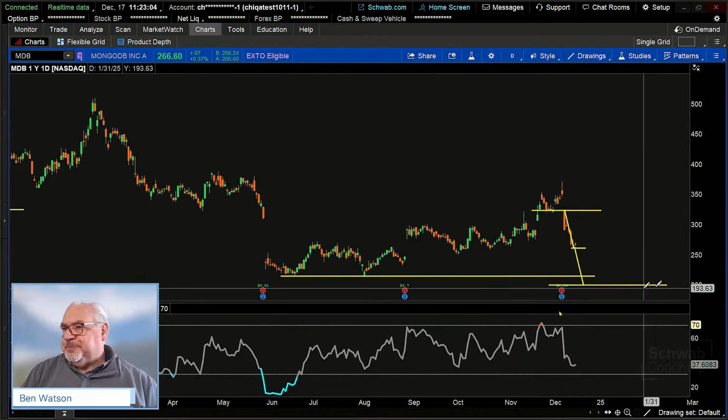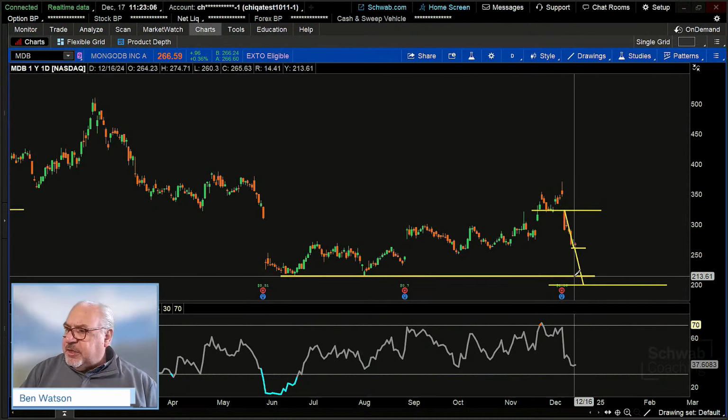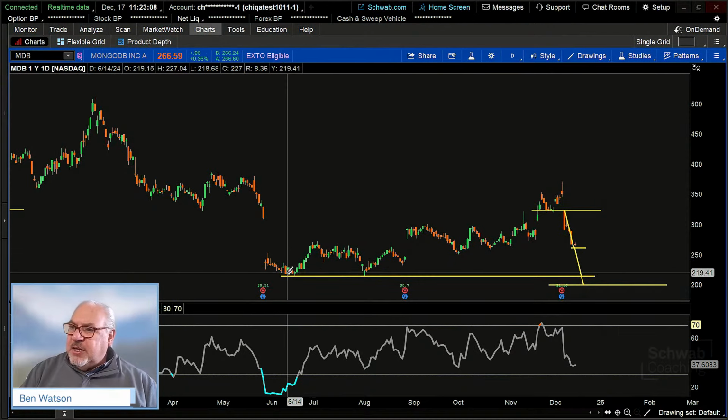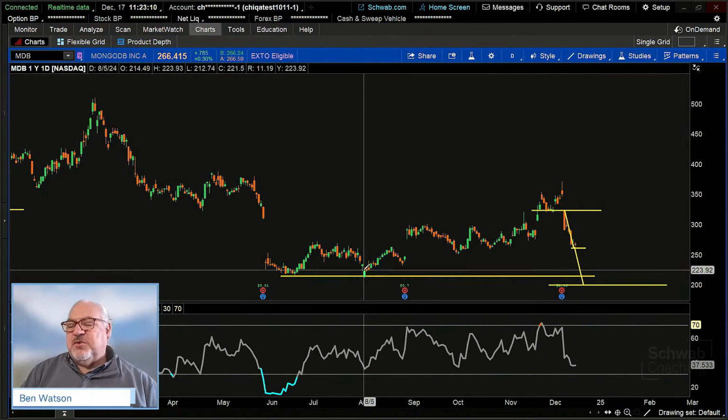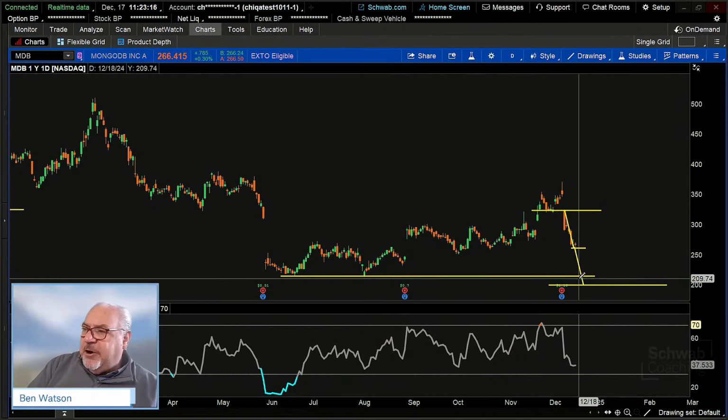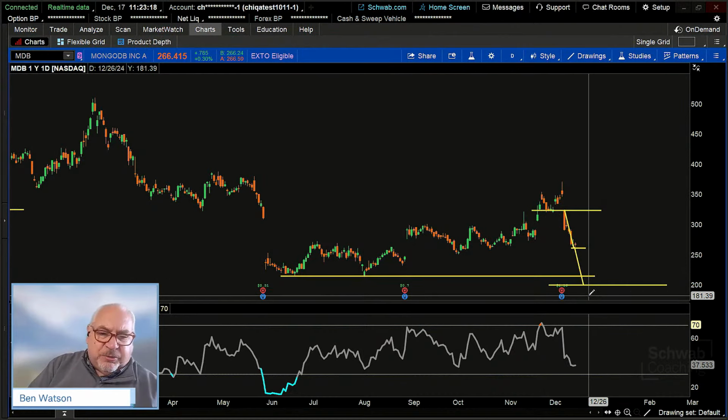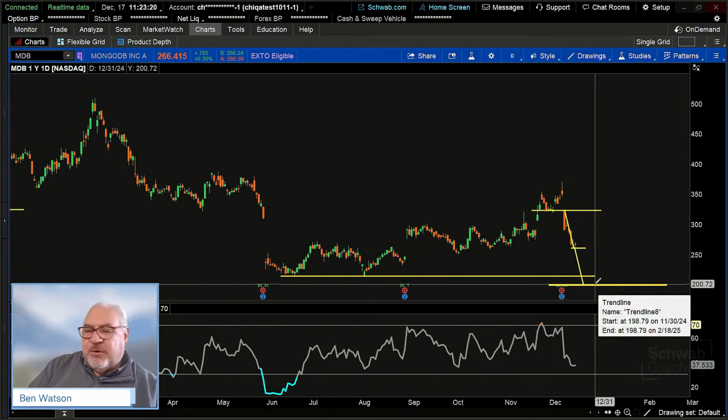Now, I'll tell you what, this level of support that exists here at 213 has been tested once. It's been tested twice. If we were to go back in time and look further left, I would argue that we're probably likely to see this whole area between about 213, 214, and 200 acting as a level of support. Because remember, we draw levels of support and resistance with big fat magic markers.